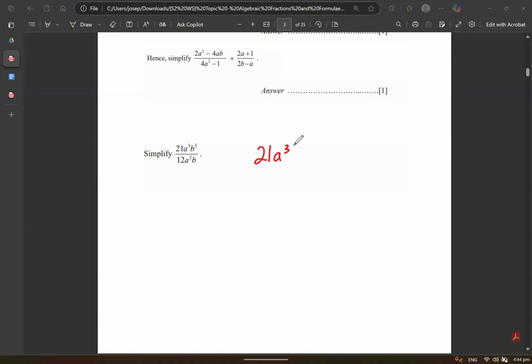21a cubed b cubed over 12a squared b. Well, in order for you to simplify, you have to focus on one very important thing: 21 and 12, both of them can be divided by 3. So this becomes 7. This becomes 4.